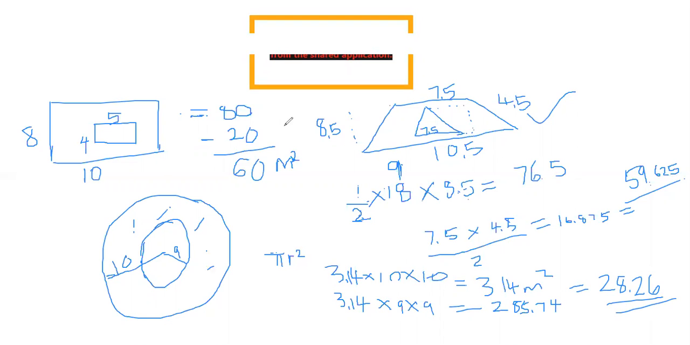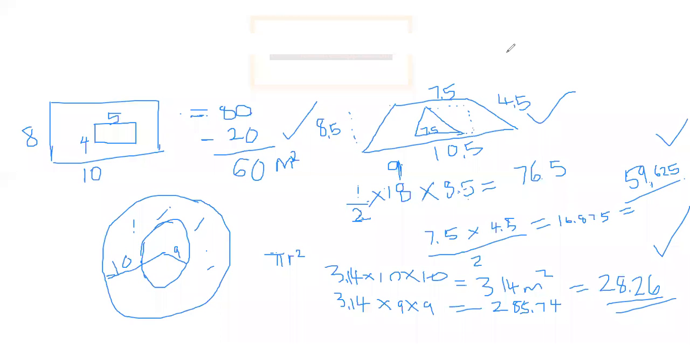Now, making a conclusion, this one is giving us 60 square meters, this one is 59.625, this one is 28.26. Is Xavier correct? Xavier is 100% wrong, isn't it? We've shown our working. So this is the work that we did yesterday.